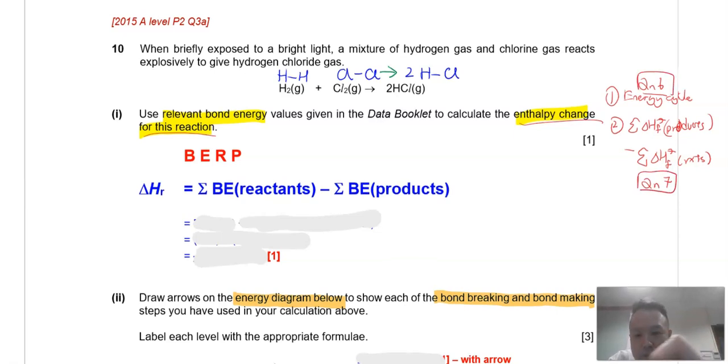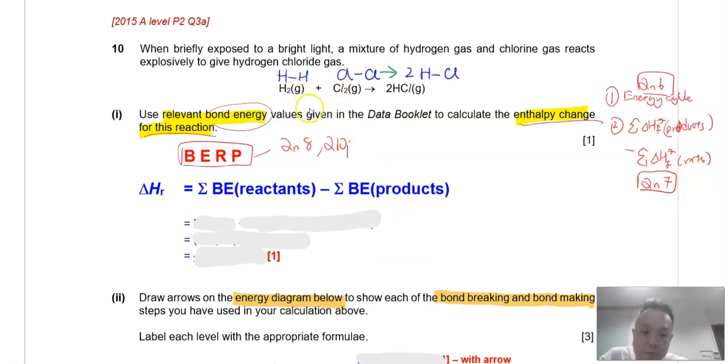And in this case, basically we're using bond energy, which is the BERP method: bond energy of reactant minus bond energy of product. This one we discussed in questions 8 and 10. These two questions.